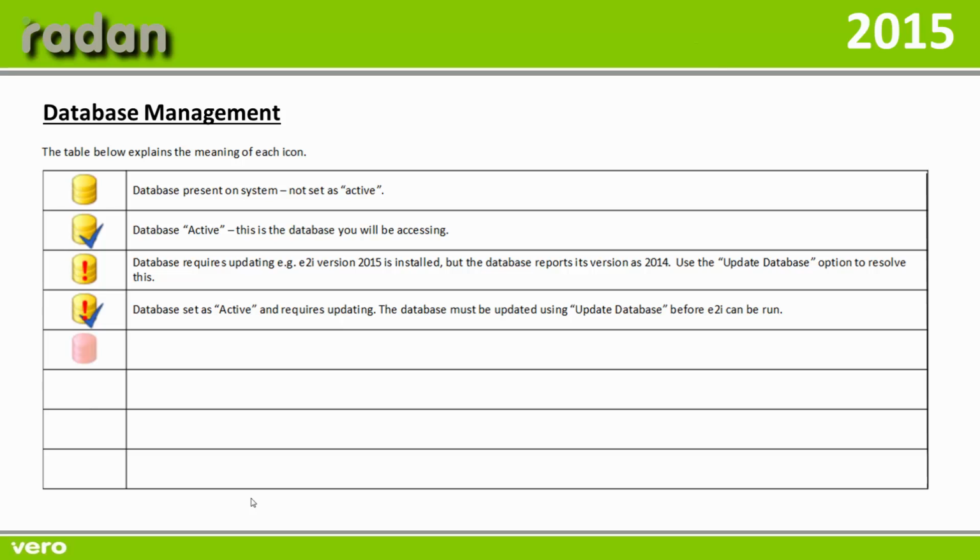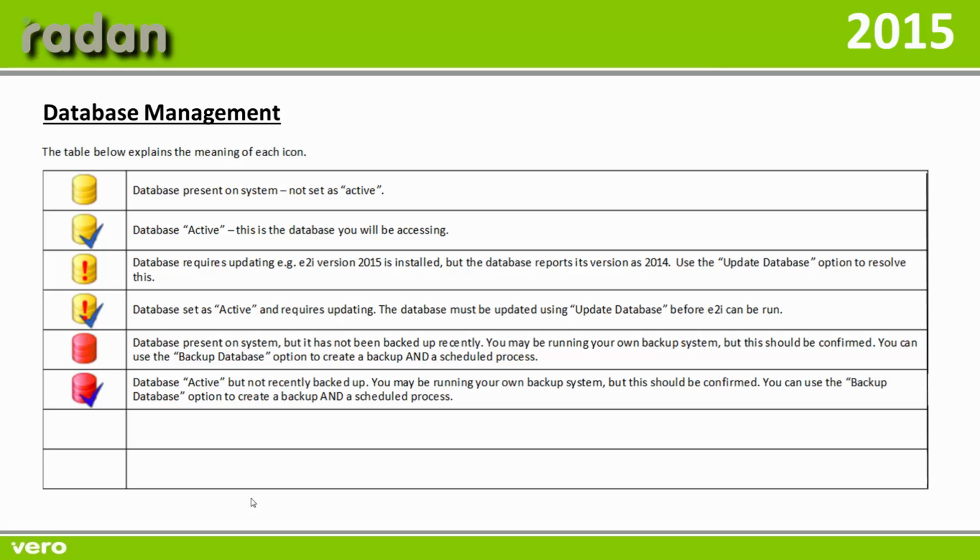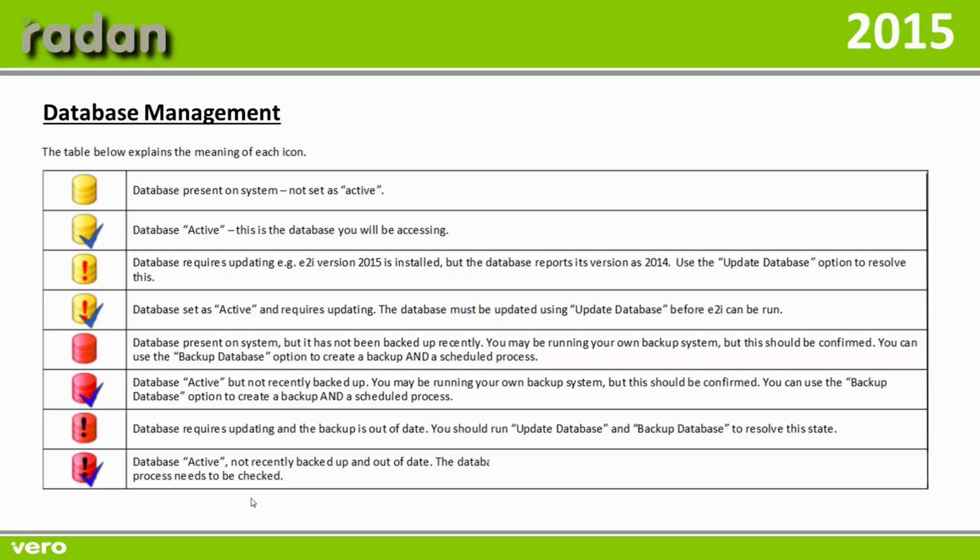A red icon indicates that the database is present but has not been recently backed up. A red icon with a tick says this is your active database, again it requires a backup. A red database with an exclamation says it's not been backed up and it's of the wrong version. And finally, a red database with exclamation and tick. Now this is the worst case scenario. It's your currently active database, it's of the wrong version and it hasn't been recently backed up.